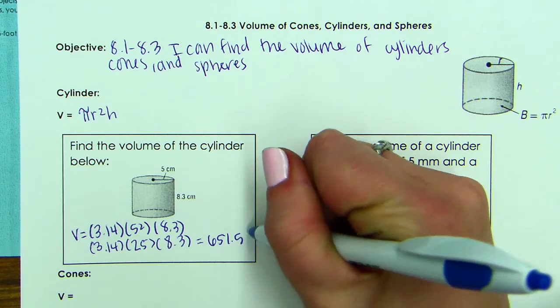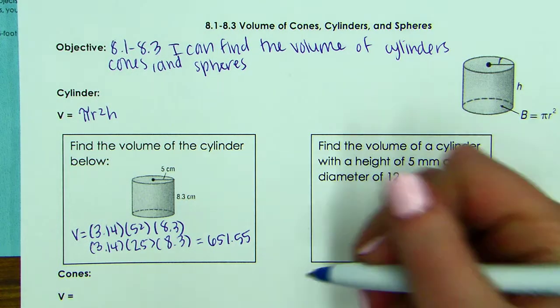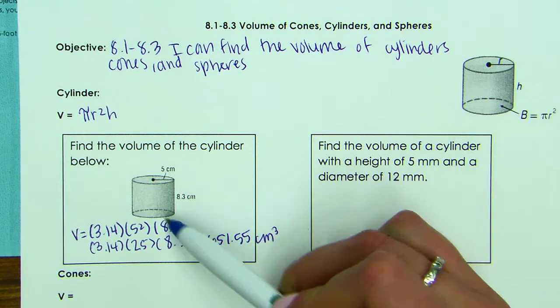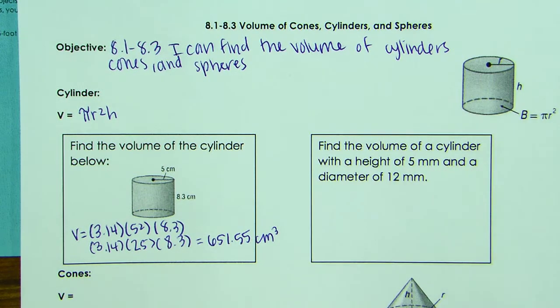It doesn't say what to round to, so I'll just leave it like that. And the units here need to be cubic centimeters. That's how many little cubes would fit inside of this cylinder.